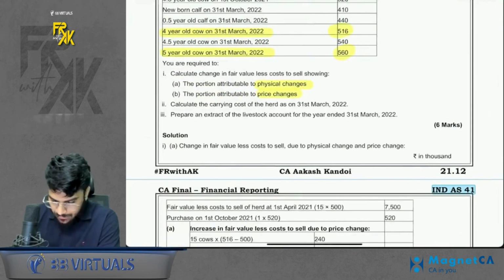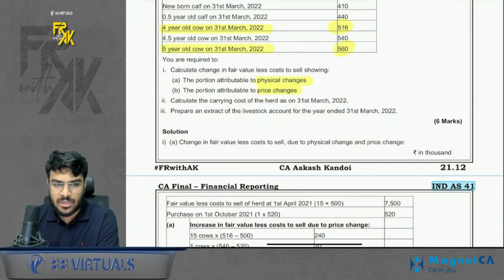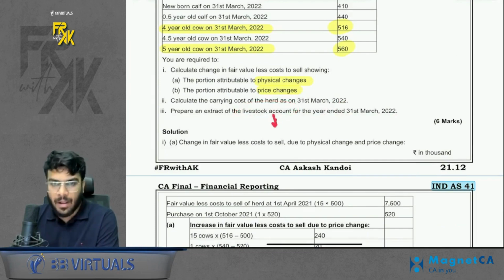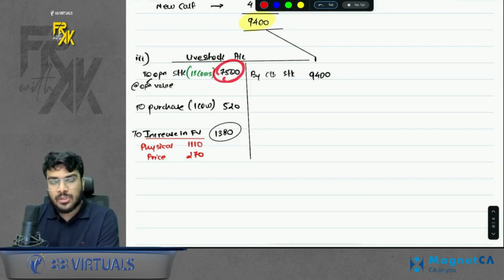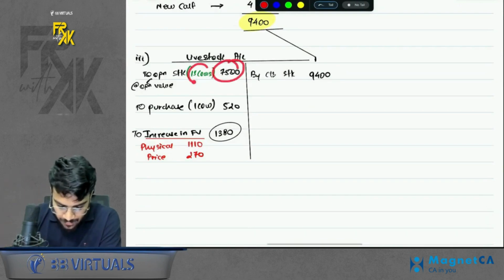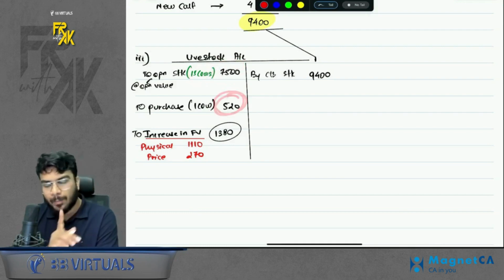And also one more thing was asked, which was the livestock account for the year ended 31st March 22. How do I prepare the livestock account? It is very similar to a trading account. How do you prepare it? Just write the opening stock. Opening stock means you had 15 cows in the opening stage, right? Record the 15 cows at opening value. Okay, then whatever you purchased, you will record. You purchased only 1 cow.